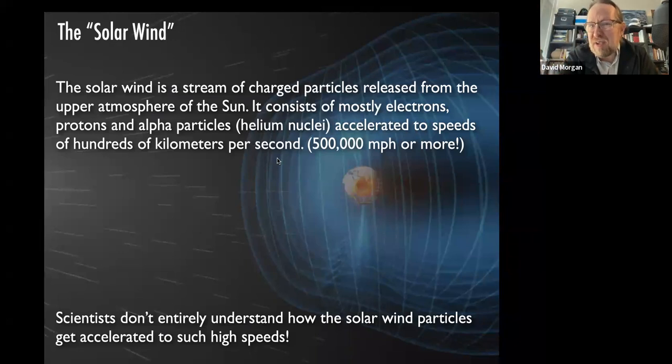Again, just like we don't understand why the corona of the sun is so hot, we don't entirely understand where all the energy of the particles from the solar wind comes from. Again, it probably has to do with the magnetic field kind of pumping energy into these particles as they flow outward from the sun, but there's still lots of unanswered questions about it.